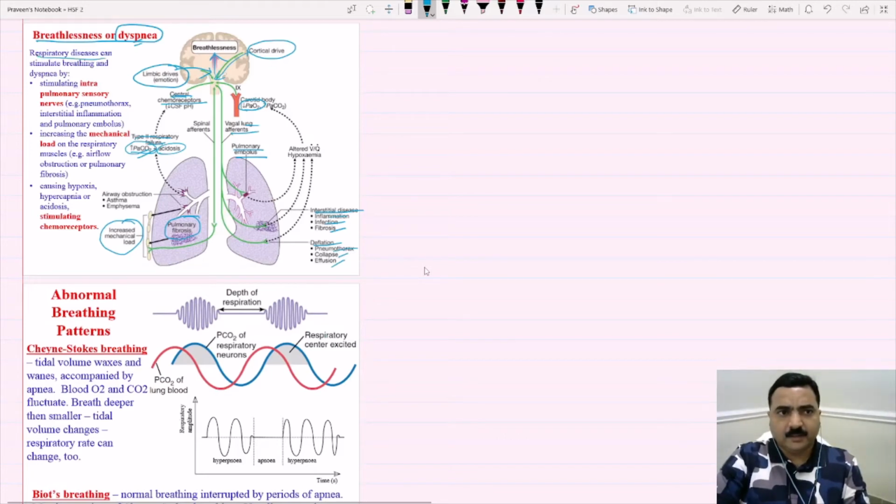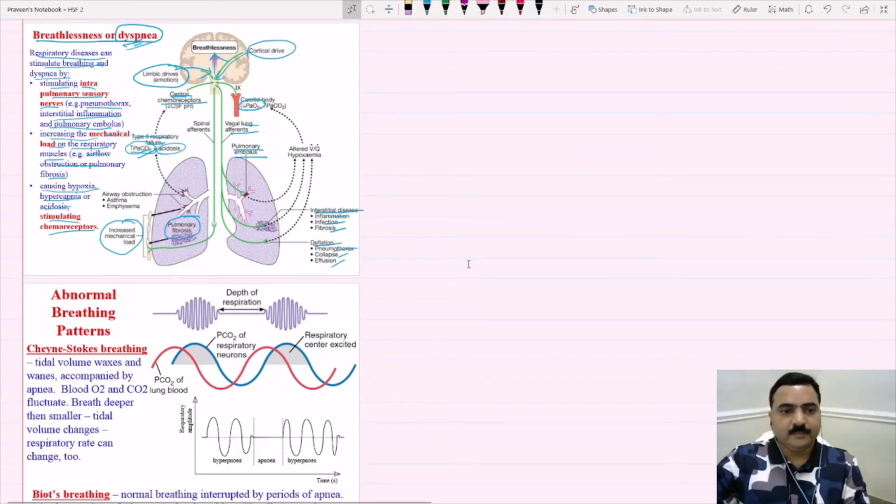So respiratory diseases can stimulate breathing and dyspnea by stimulating intrapulmonary sensory nerves. Examples: pneumothorax, interstitial inflammation, pulmonary embolus. Increasing the mechanical load on the respiratory muscles can also cause this. Examples: airflow obstruction or pulmonary fibrosis. Causing hypoxia or hypercapnia or acidosis stimulates the chemoreceptors. So all these various parameters can end up in dyspnea, one of the common complaints, the breathlessness feeling.